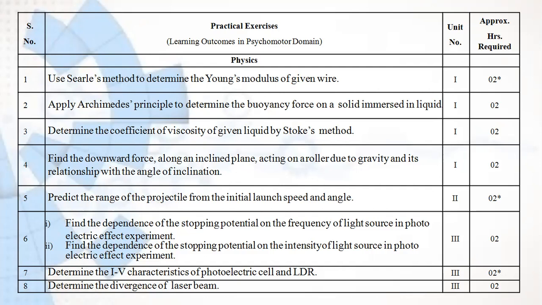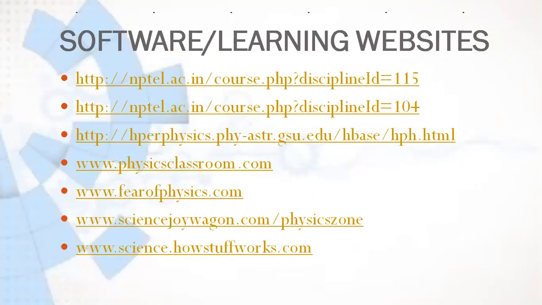Fifth experiment is to predict the range of the projectile from the initial launching speed and angle. And the sixth one, find the dependence of the stopping potential on the frequency of the light source in the photoelectric effect experiment. Seventh experiment, determine the IV characteristics of a photoelectric cell and LDR. And the last one, determine the divergence of a laser beam. So we will be performing these practicals.